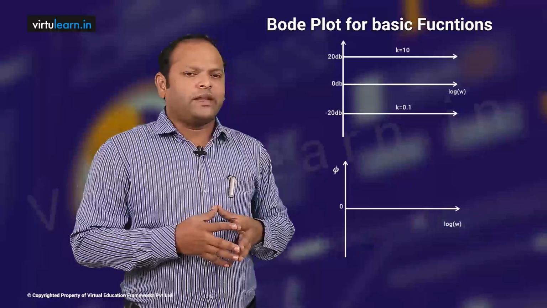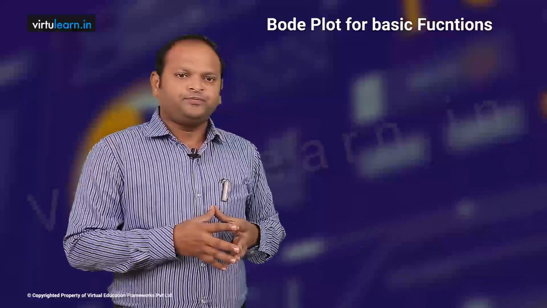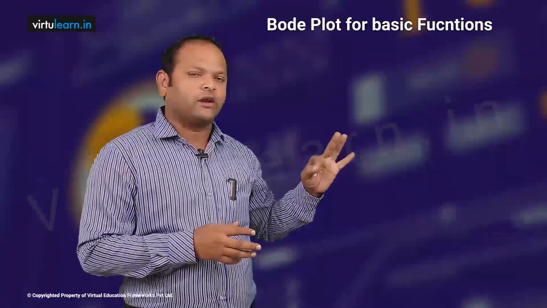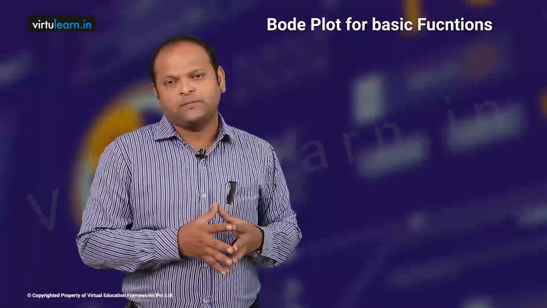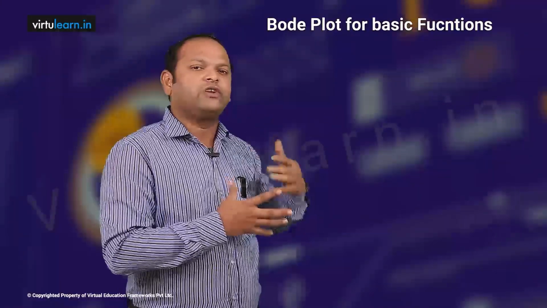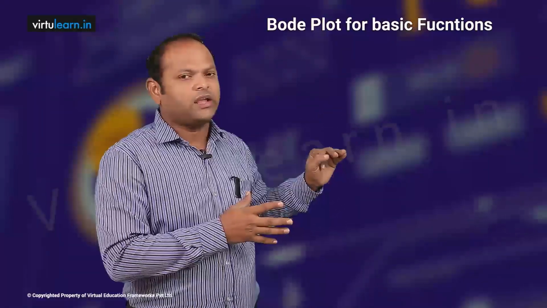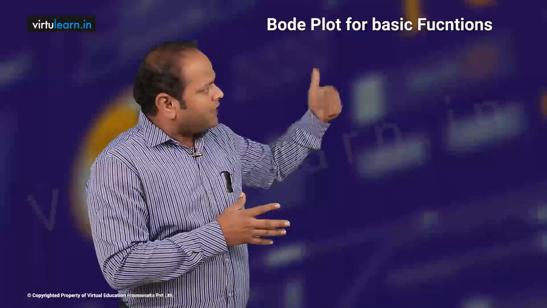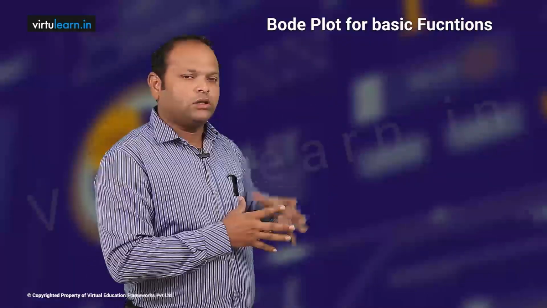The other possibilities are K by s power n or K into s power n. These three possibilities are called the first term possibilities. In any transfer function G(s)H(s), the first term which we consider is either K, K into s power n, or K by s power n. Any one will be there in the transfer function, not all three, any one possible. Therefore we will cover all three.